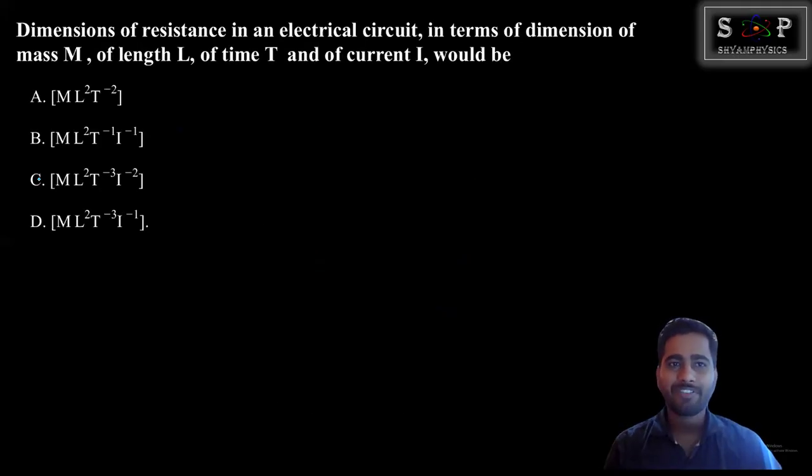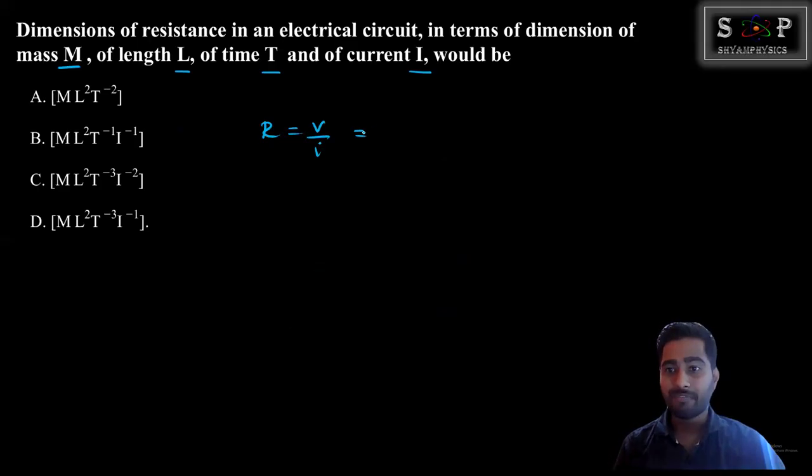Next, the dimension of a resistance in an electrical circuit in terms of the dimensions of mass M, length L, time T, current I. Resistance means we write the formula V by I. For voltage, we need to write these terms in terms of fundamental quantities. Then only can we solve the dimension. Otherwise, it is not possible.